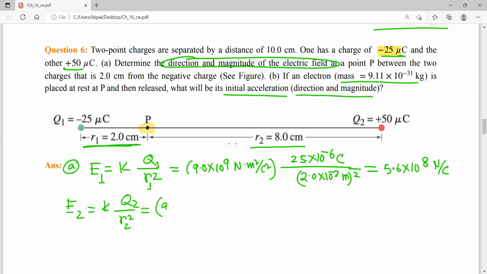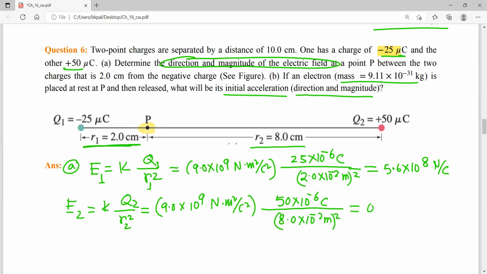Okay, so it is 9 times 10 to the power 9 Newton meter square per coulomb square. And then this 50 microcoulomb, and then this is 8 times 10 to the power minus 2 meter, and square. Okay, now plug these values in your calculator and it should give you something like this. Okay, so these are the magnitudes, E1 and E2. Now you have to understand what are the directions.